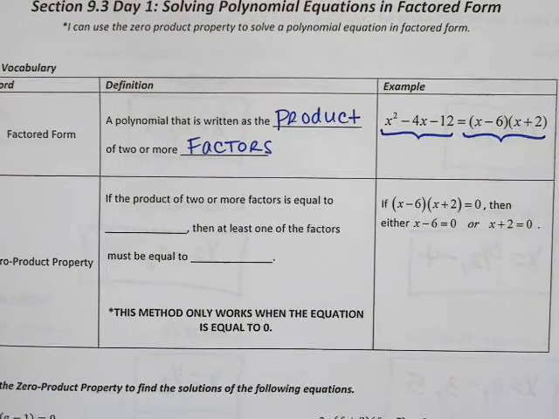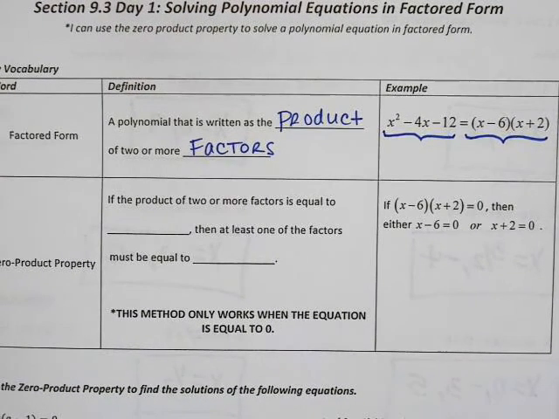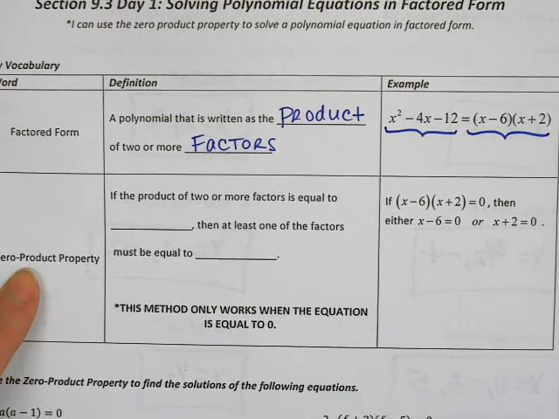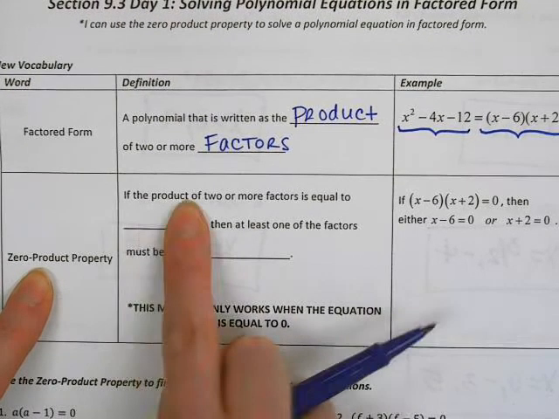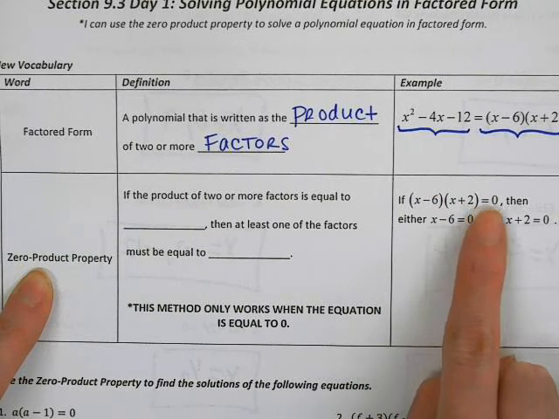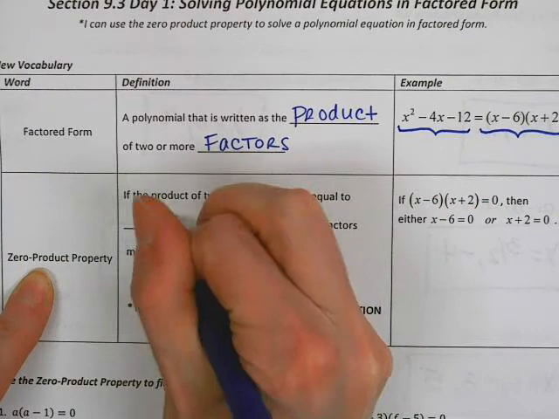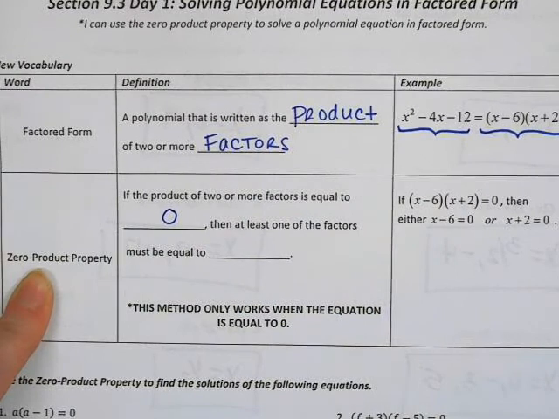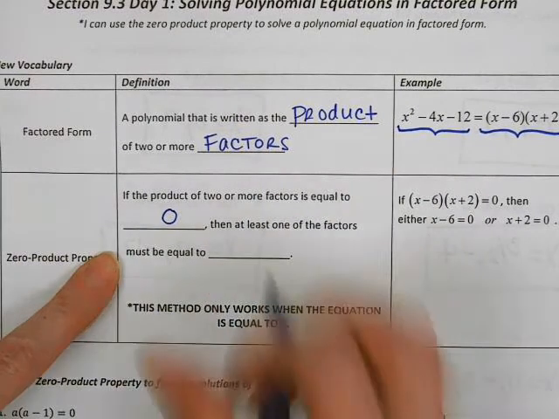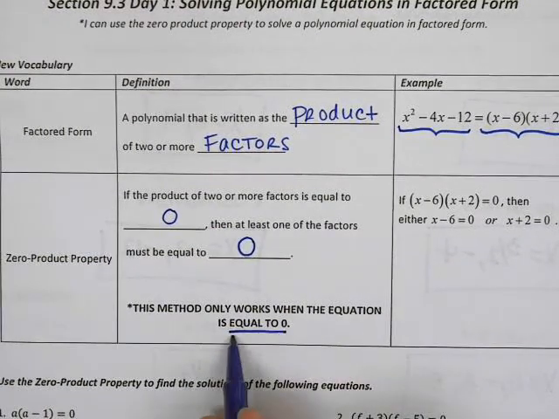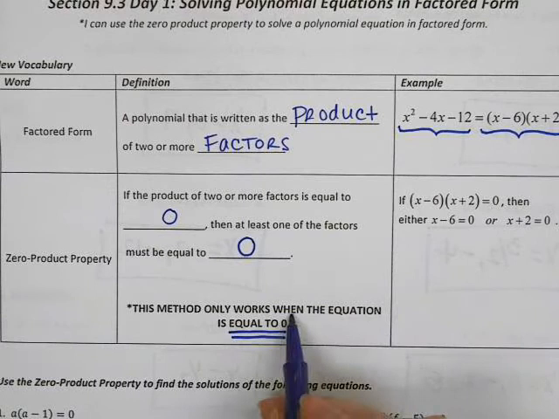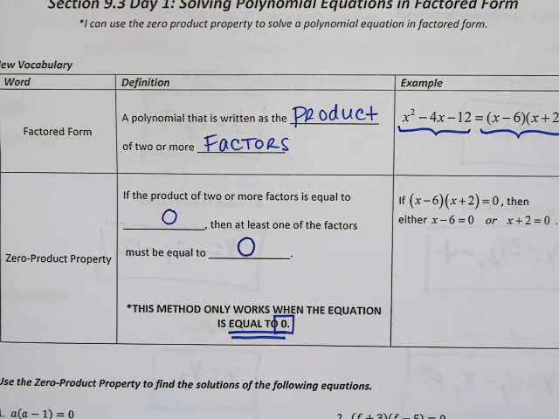All right, so there's an awesome property here. It's called the zero product property. And it says, if the product of two or more factors is equal to 0, then at least one of the factors must be equal to 0. So this trick, guys, only works when the equation equals 0. If you don't have a 0 on one side, this does not work.